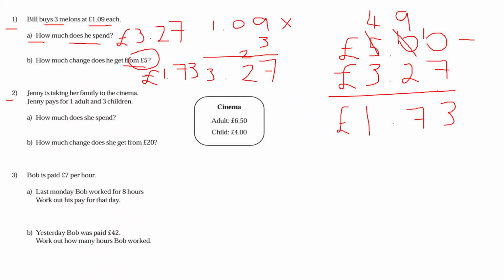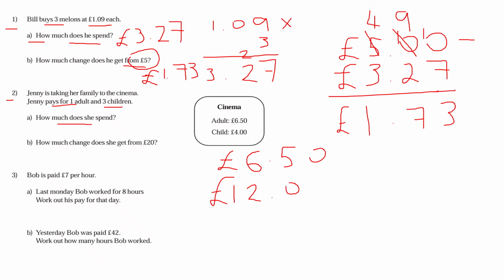Question number 2. Jenny is taking her family to the cinema. Jenny pays for 1 adult and 3 children. How much does she spend? So we'll have 1 adult, which is £6.50, and then 3 children, so that'll be 3 times 4, which is 12, because 4 plus 4 plus 4 makes 12. So I've got £6.50 plus £12.